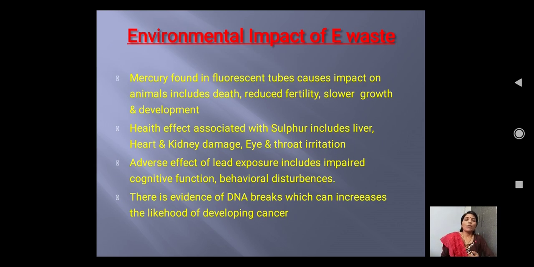What is the environmental impact of this e-waste? Mercury, a heavy metal found in fluorescent tubes, impacts animals including death, reduced fertility, and slower growth rate and development. Health effects associated with sulfur include liver, heart and kidney damage, and eye and throat irritation. Adverse effects of lead, which is present in batteries, include impaired cognitive functions and behavioral disturbances. There is some evidence of DNA breaks, which can increase the likelihood of developing cancer.